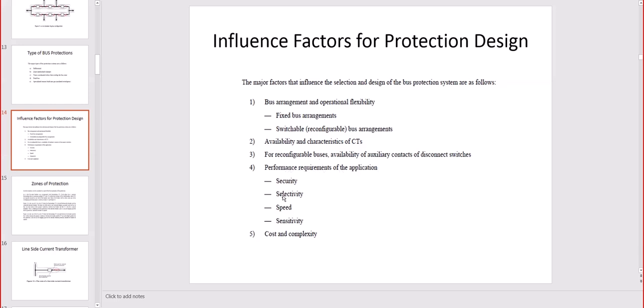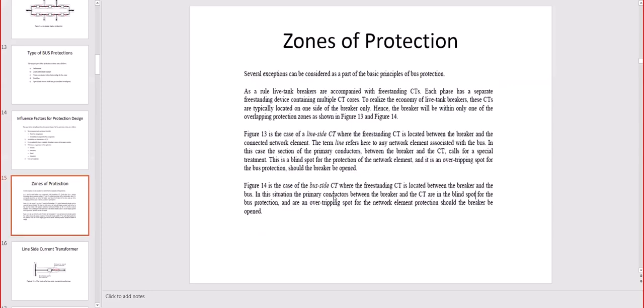Performance requirements: security, selectivity, speed, sensitivity, cost, and complexity. Those are factors that you will need to consider in the project. Zones of protection. So here we have some examples of blind spots.